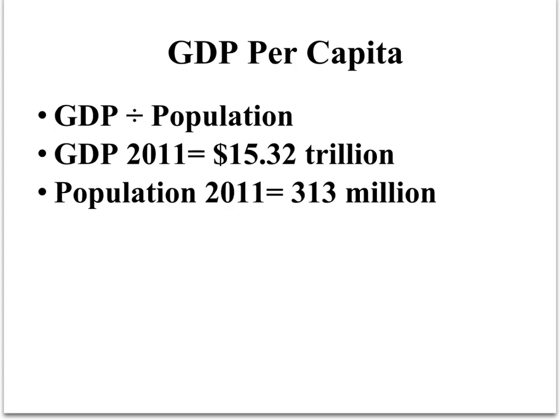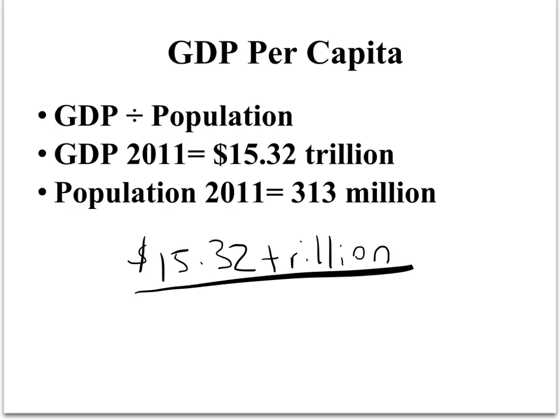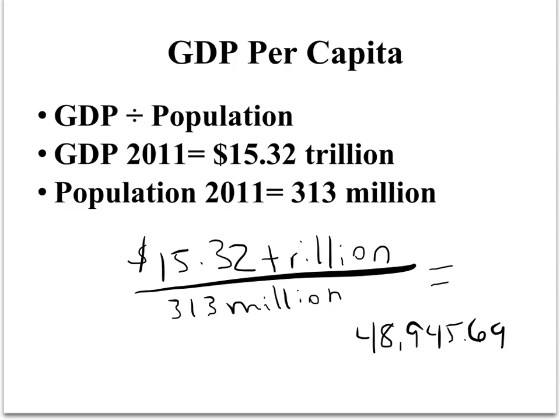One last calculation for GDP would be GDP per capita, which is simply the GDP divided by the population. So if the GDP in 2011 was $15.32 trillion, and the population of the United States was 313 million people, when we type this big long string into the calculator, what you would come up with is the value $48,945.69 per capita, or per person.